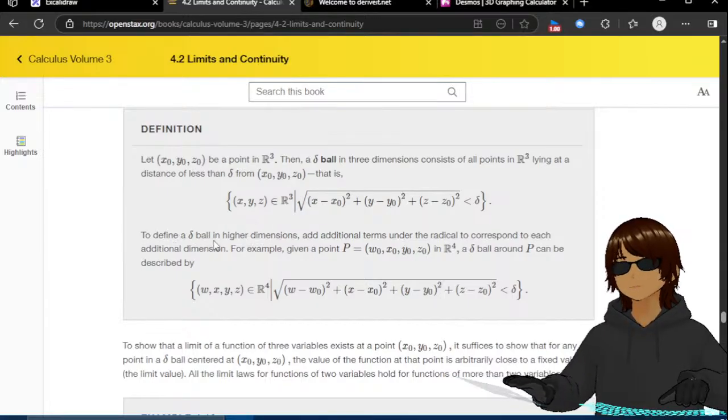To define a delta ball in a higher dimension, add additional terms under the radical to correspond to each additional dimension. For example, given a point P (w naught, x naught, y naught, z naught) in R to the power of 4, a delta ball around P can be described by this. So we still call it a ball in higher dimensions.